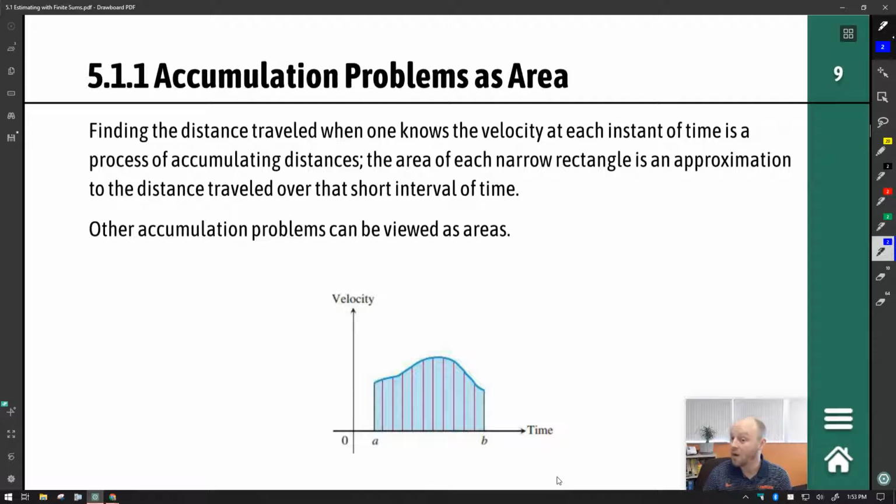Finding the distance traveled when one knows the velocity at each instant of time is a process of accumulating distance. That's what we would do. We would find the area of the first rectangle, the second one, the third, the fourth, and we would add each one successively until we had the entire region worth of thin strips. Adding those all together would give us an approximation of the distance traveled over that short period of time. So there it is. The area of each narrow rectangle is an approximation to the distance traveled over that short period of time. Other accumulation problems can be viewed as areas.